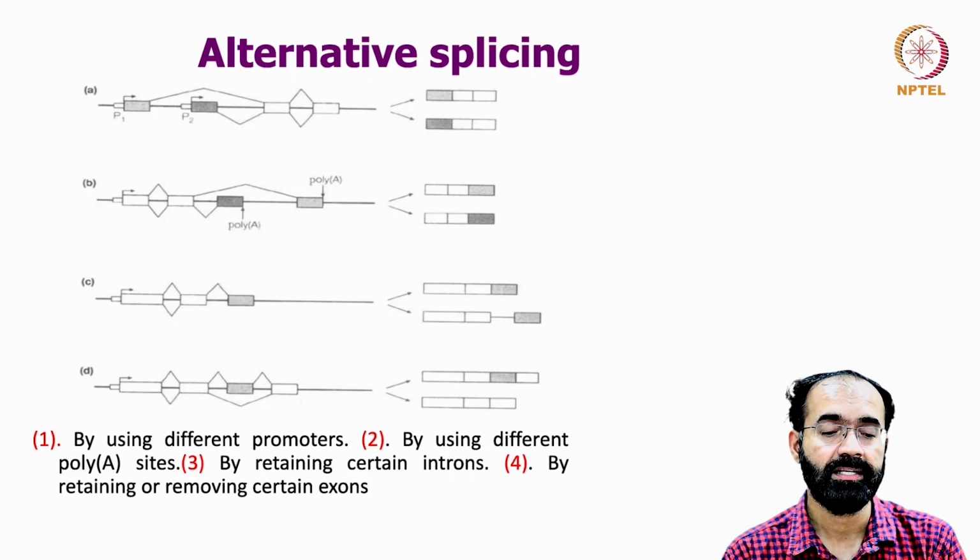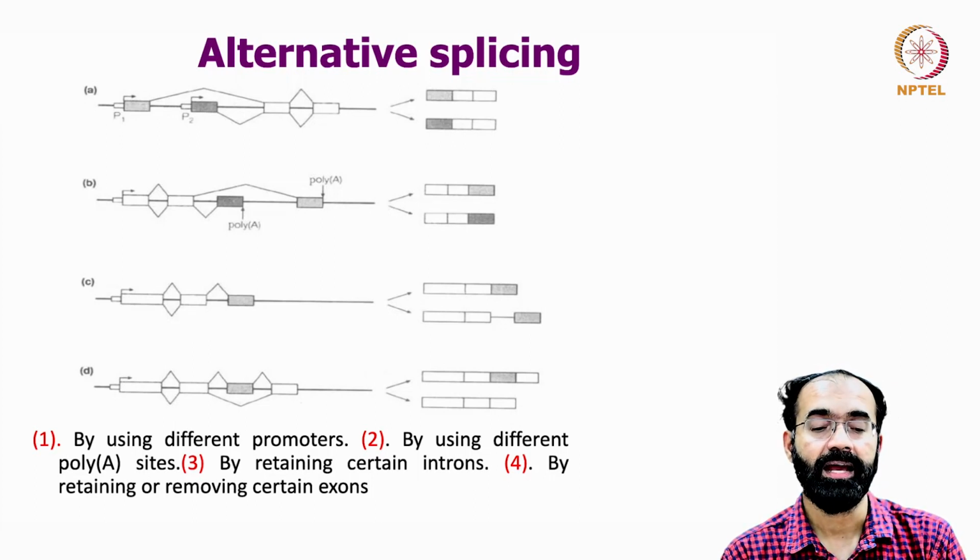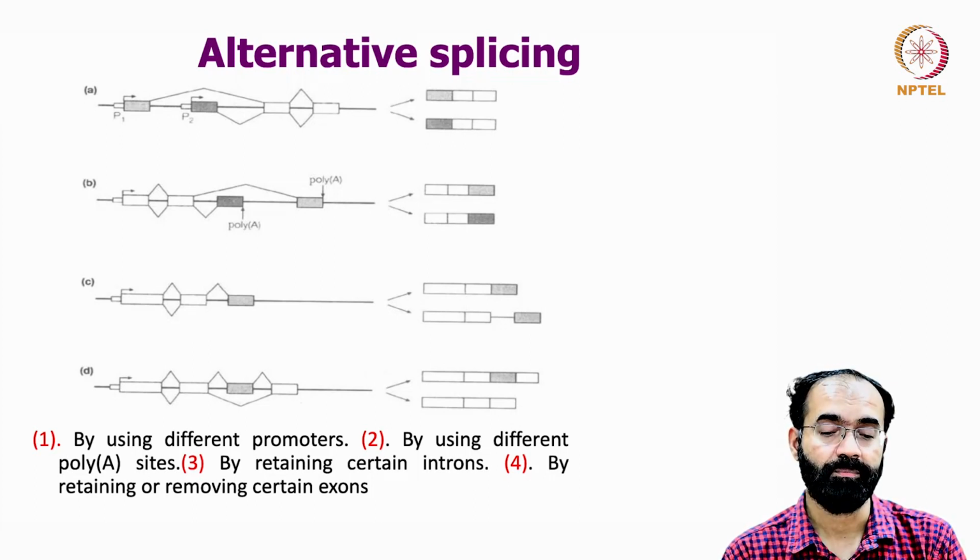In the second case, this spliced here, and this did not immediately splice, but it included a portion of this intron which was completely removed in the previous case. So you end up getting an extra sequence from the intron.